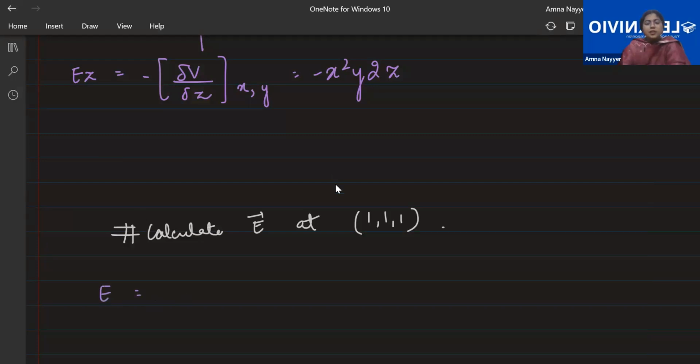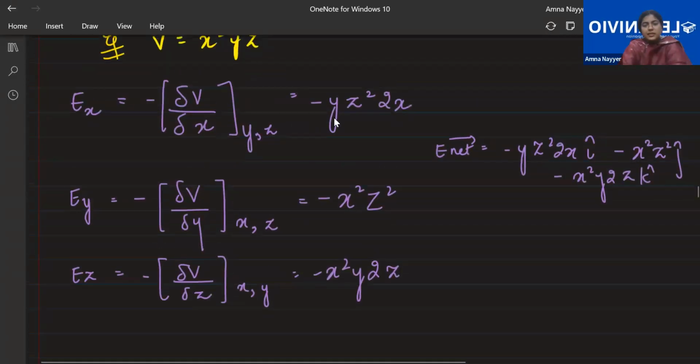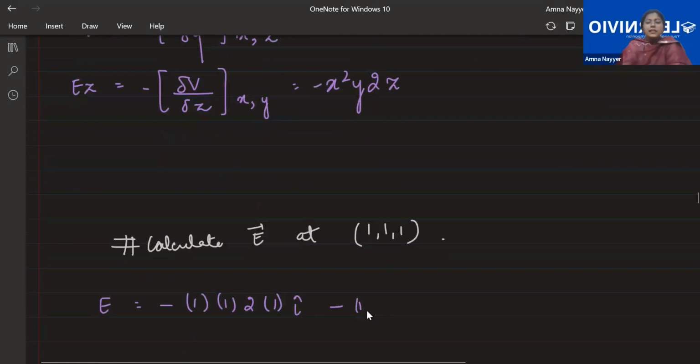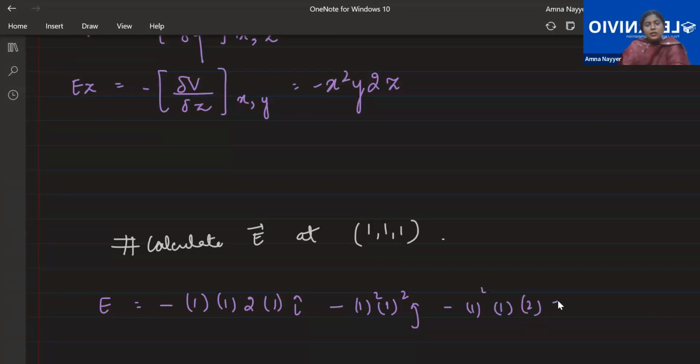Electric field will be, from the first one, minus 2, right? This is 1 into 1 square into 2 into 1, i cap. Minus x square z square, minus 1 square, j cap. And this will be minus, this is 1 square into 1 into 2 into 1. So overall this will become minus 2 i cap minus j cap minus 2 k cap.